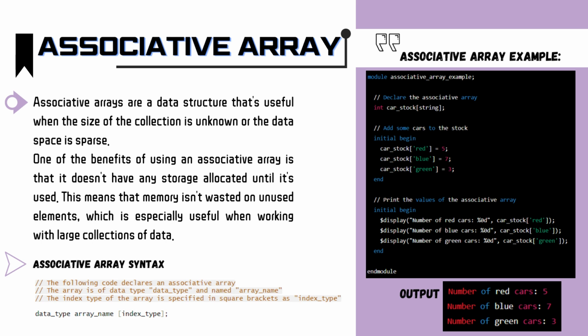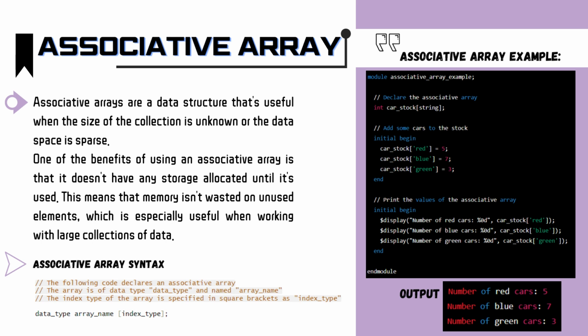Finally, we use another initial block to print the values of the elements in the array using the index. We use the $display statement to print the values to the console. We print the number of red, blue, and green cars stored in the array.